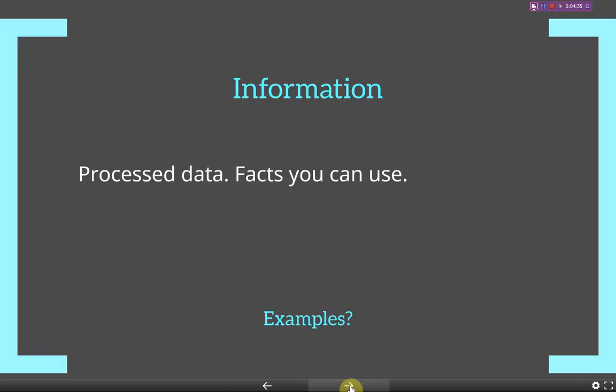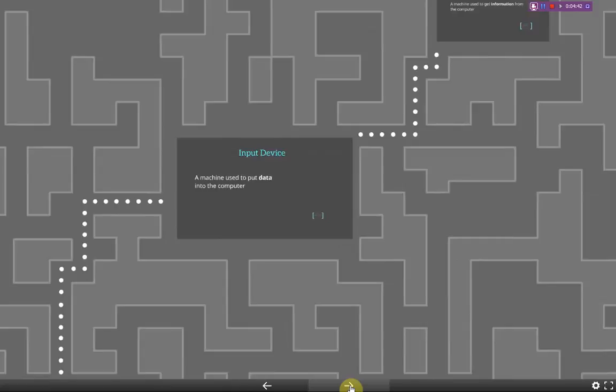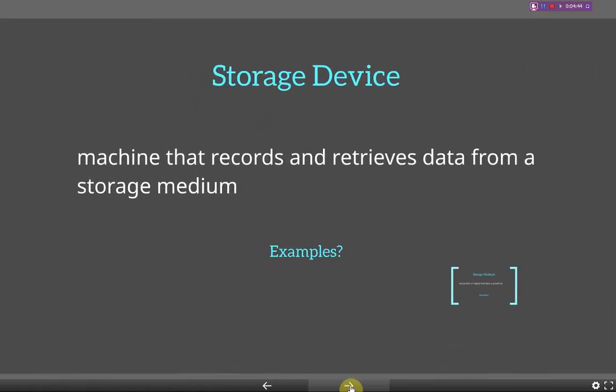If you flip your paper over, we're going to move on to the back. The next thing we're looking at is what's called a storage device. A storage device is any kind of a machine that records and retrieves data from a storage medium. So anything that's actually putting the information, putting the data onto the thing that you're walking away with. Okay. We're going to jump forward to storage medium, and we're going to come back to the examples of a storage device.